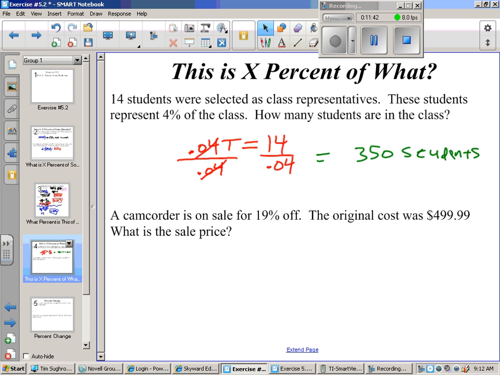A camcorder is on sale for 19% off. The original cost was $499.99. What is the sale price? Here's the idea. It was originally $499.99. I'm going to subtract off 19% of that.